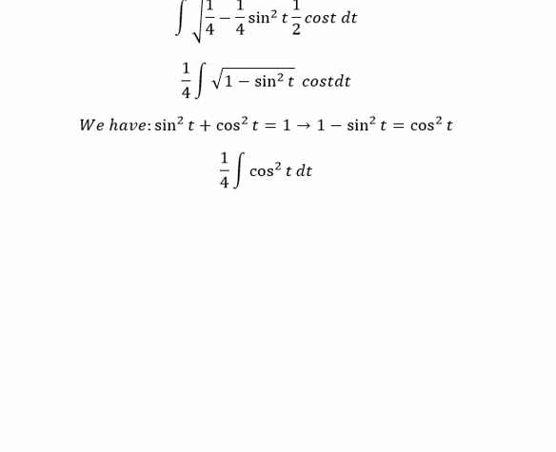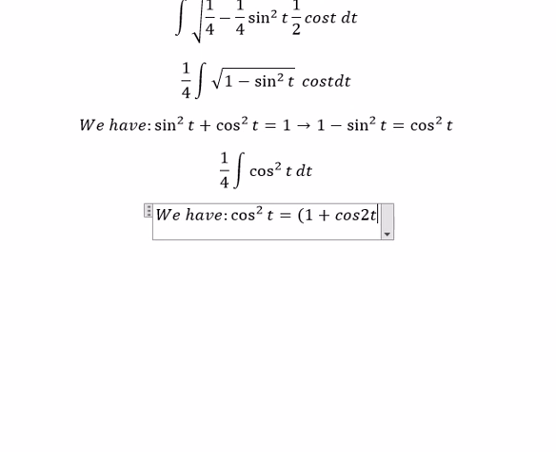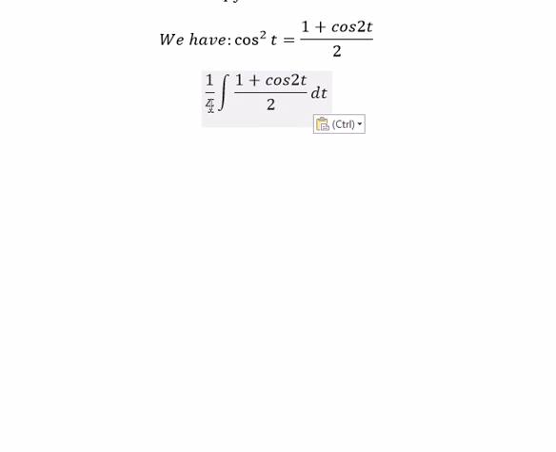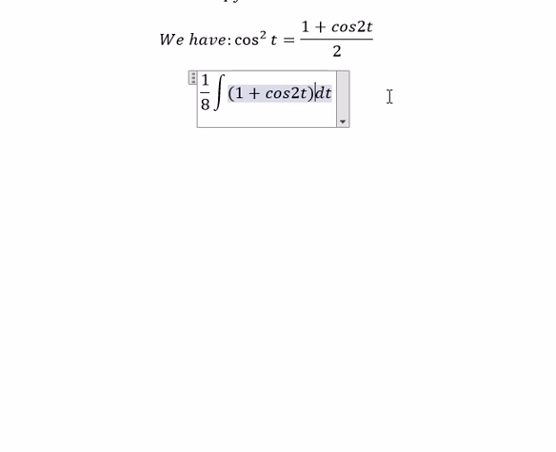Next, we have cosine t squared equal to 1 plus cosine 2t over 2. So we put this one in here. Four multiplied with number 2, you got about 8. And now we can get the final answer.